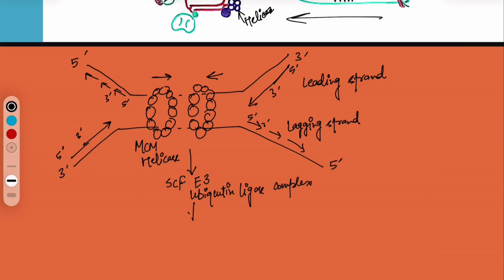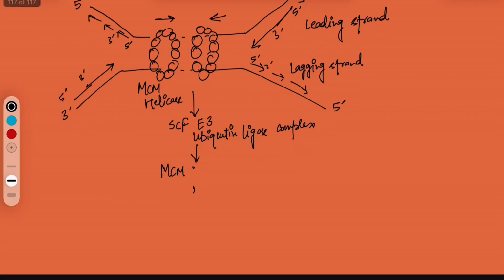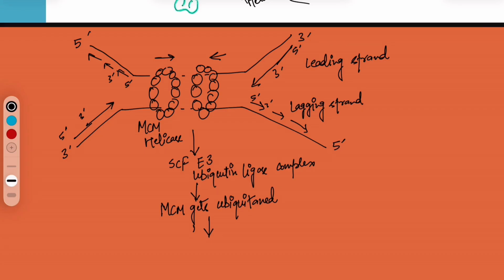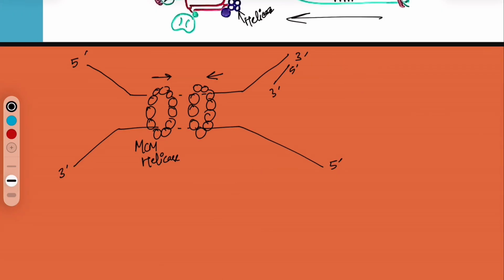Here the SCF ubiquitin ligase complex comes, a protein by which MCM gets ubiquitinated. But the most interesting part is that it is not degraded here. It gets temporarily unloaded. A different protein is responsible to stop its degradation, and only disassembly of MCM helicase takes place, in which the active MCM helicase gets disassembled and remains inactive till the next cycle of replication is initiated.